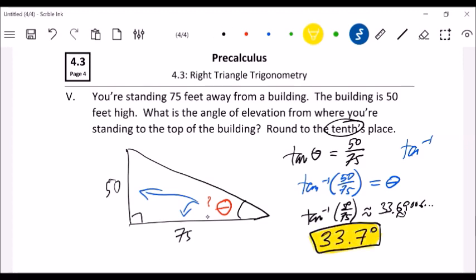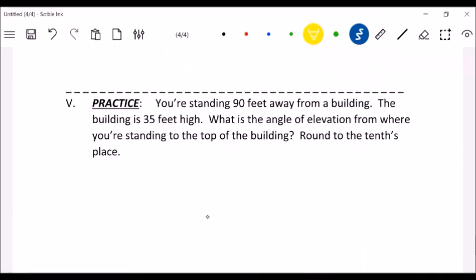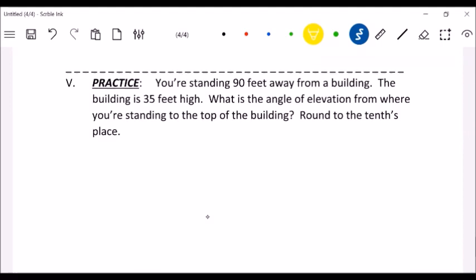So using the -1 key becomes an important factor in some types of problems based upon what it is that's missing. Now let's take a look at this last one, and this one you can practice. Stop the video. When you finish, come back and I will go through it.